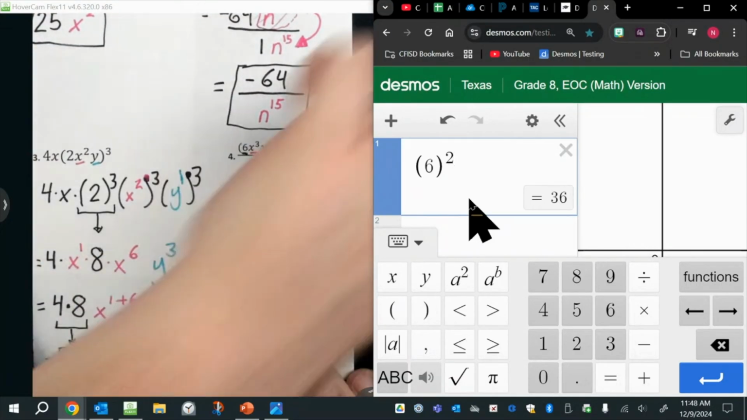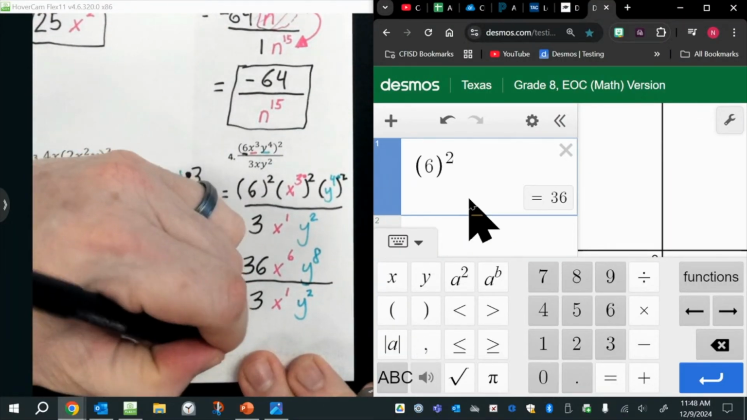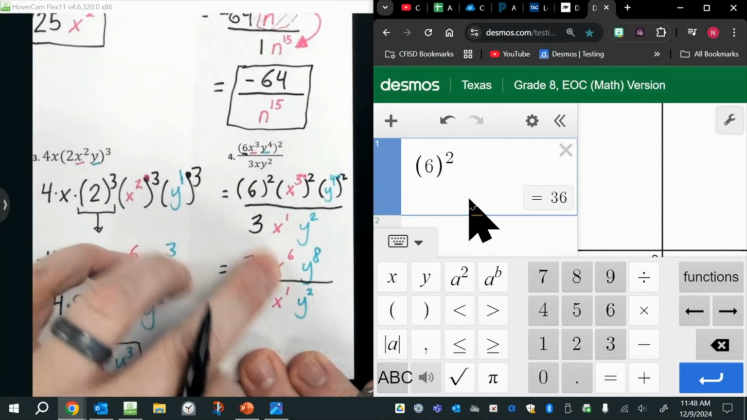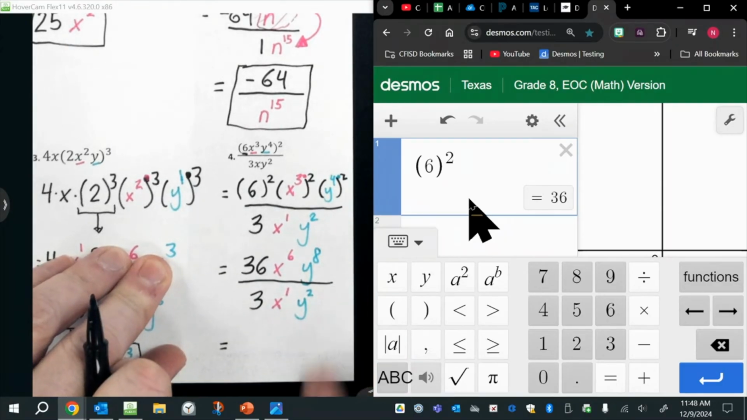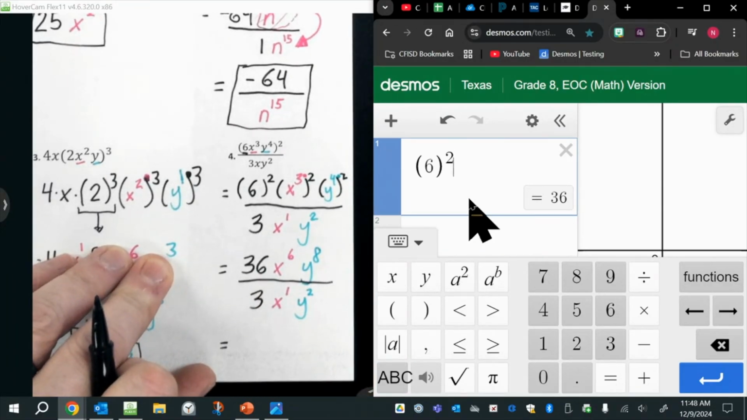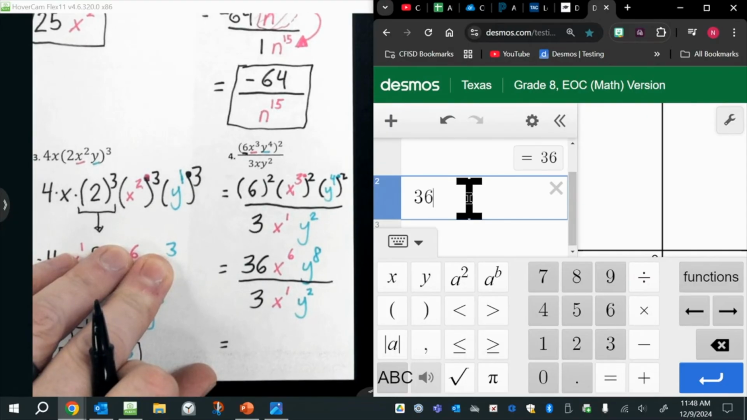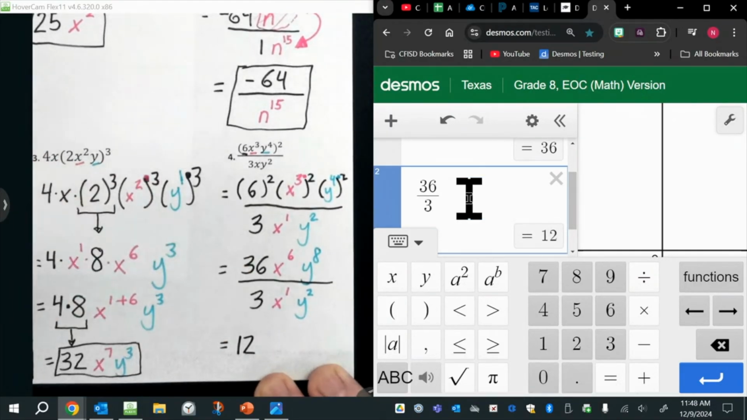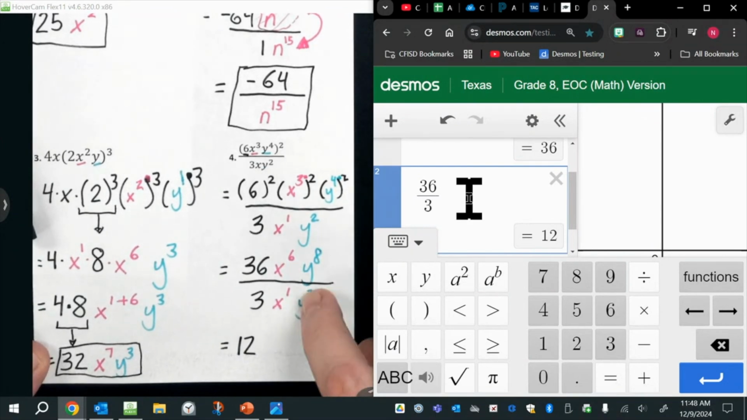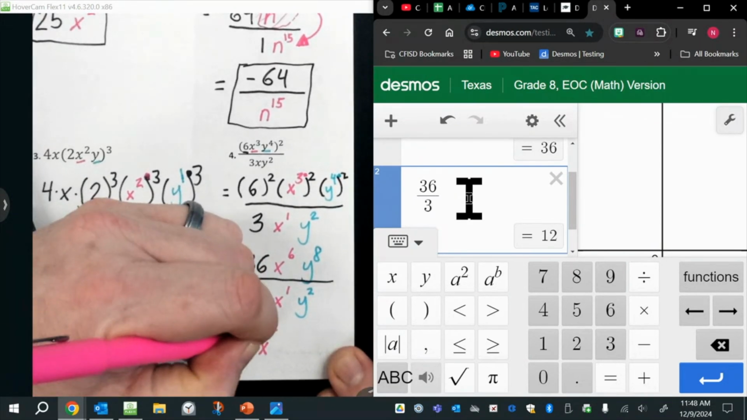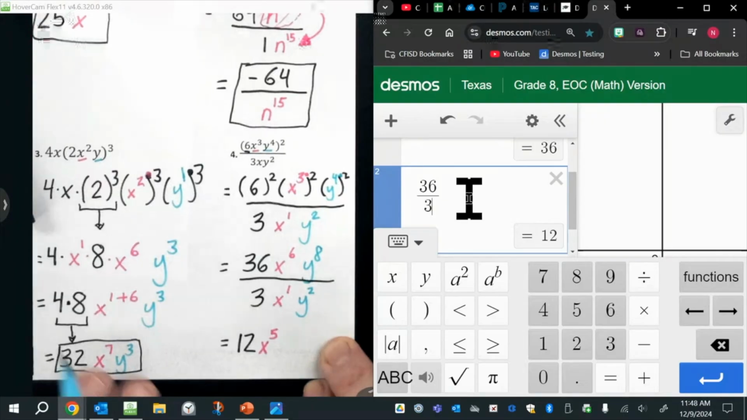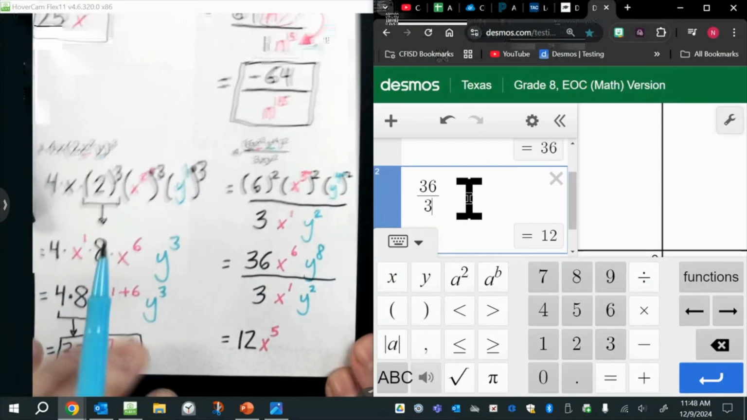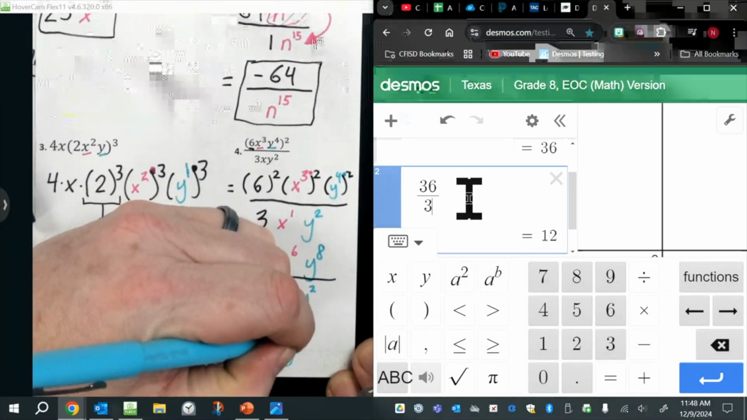All right, so we're almost done. I need to simplify my coefficients, subtract my x's, and subtract my y's. 36 divided by 3. Again, we just do exactly what the coefficients are supposed to do. That's 12. I'm going to take 6 and take 1 away. So that's going to be x to the 5th. And then I'm going to take 8 and subtract 2. And that's going to give me y to the 6th.